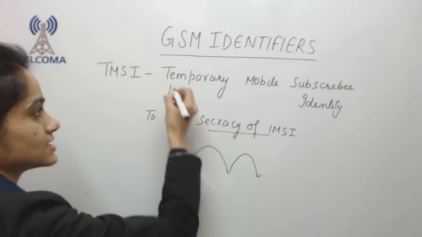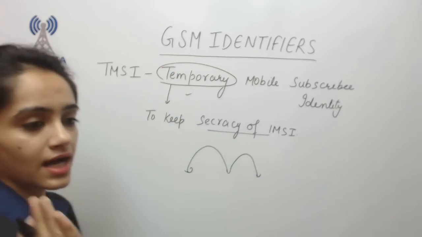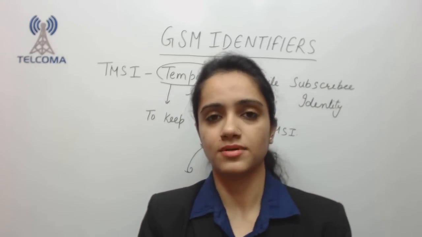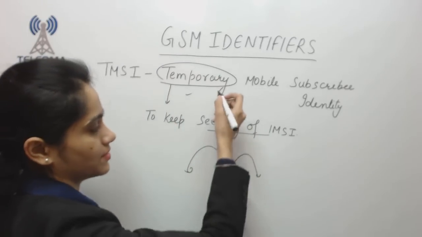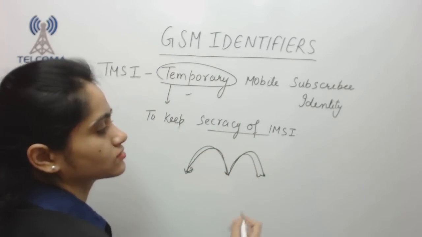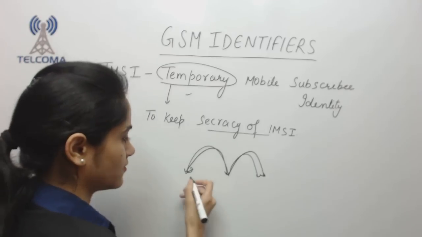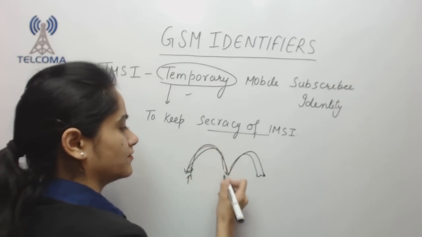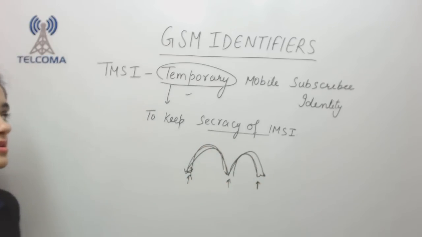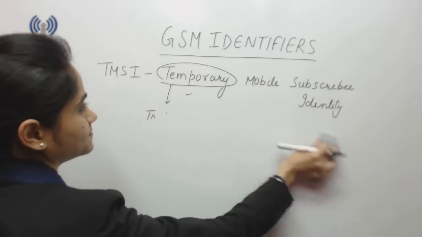Now TMSI, we can say, is a temporary number. IMSI is a permanent number. MSISDN is again a permanent number. Now this one is a temporary number. When we change our location from one cell to another cell, we require a TMSI number. One TMSI is allocated; when we change, another; we change, another. So that's why it is a temporary number.